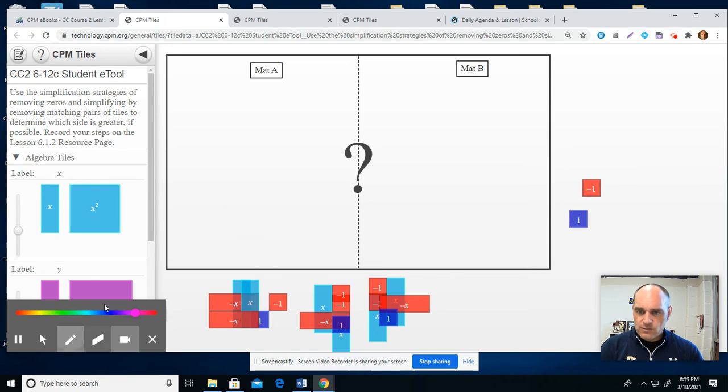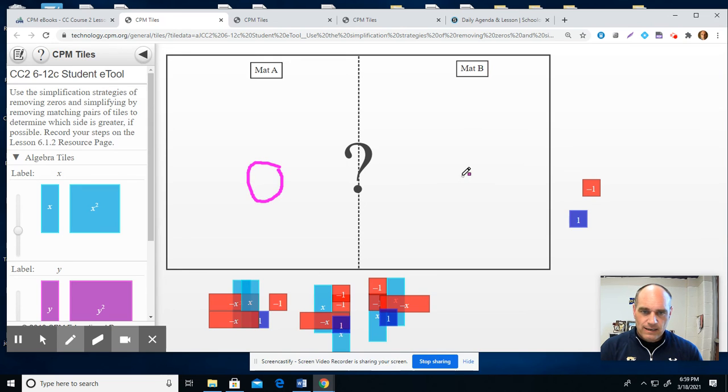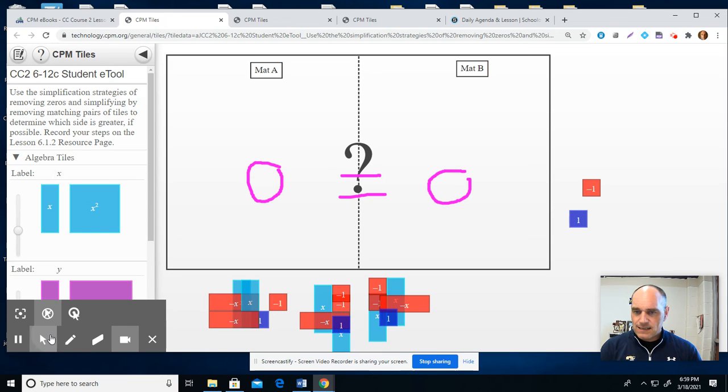So now on this one, I have nothing on this side. I have nothing on this side. So which side is bigger? Well, neither. They're equal to each other. So once again, we're practicing our idea of how I can legally take things off the mats. On the same side, I can do 0 pairs, and then I can also take the same thing if they're on both sides. All right, so that was C. I think we got one more to do.